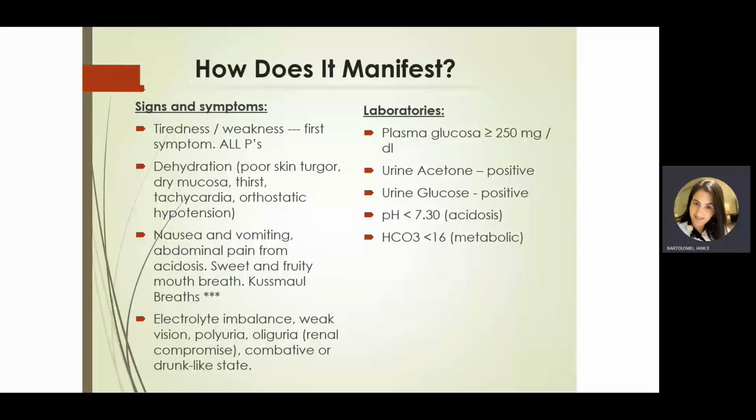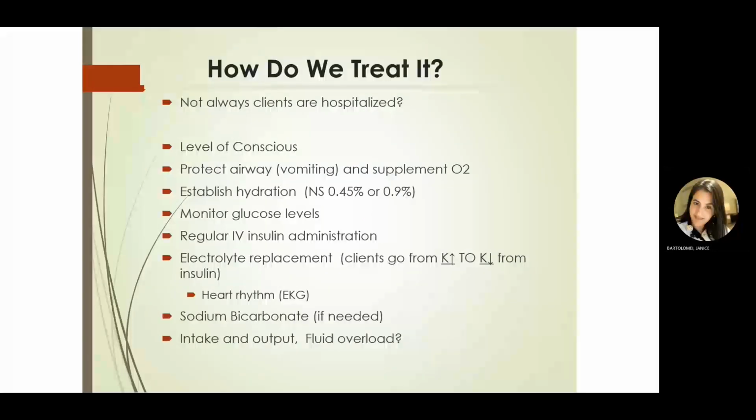So here are the labs. You're going to have a glucose high, more than 250. You're going to have ketones that are positive, and then your low pH and your low bicarb. So what do we do to treat it? The first thing that we need to do to treat it is lower the glucose, honestly. But that's in a nutshell.